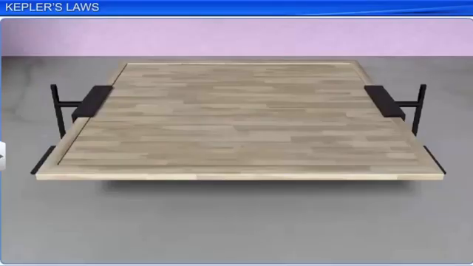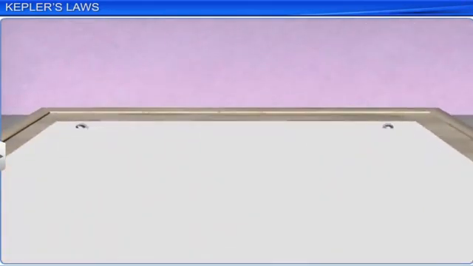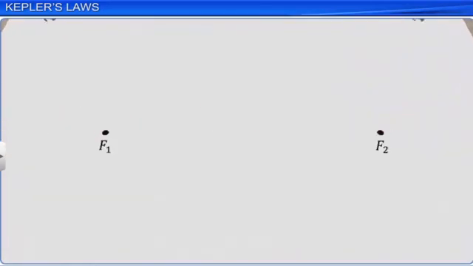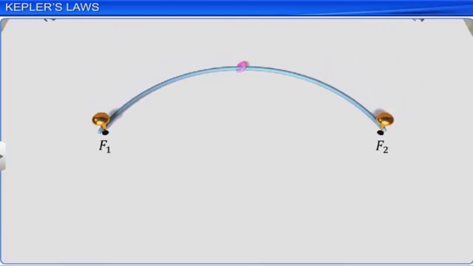Let us conduct an activity to better understand this. Fix a drawing sheet to a pin board. Select 2 points F1 and F2 on the board and fix 2 pins at the points. Take a string of finite length and pass it through a small ring. Fix the 2 free ends of the string to the 2 pins located at F1 and F2. Pass a thin pencil through the small ring.